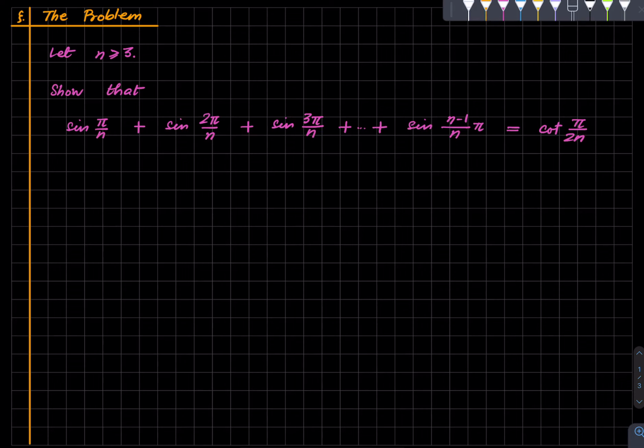So what we will show is that if n is an integer at least 3, and that's just for convenience, then this trigonometric sum, which looks quite daunting to me anyway, is equal to cotangent of pi by 2n. So all this thing miraculously turns out to be such a simple expression. And we'll do this using complex numbers.